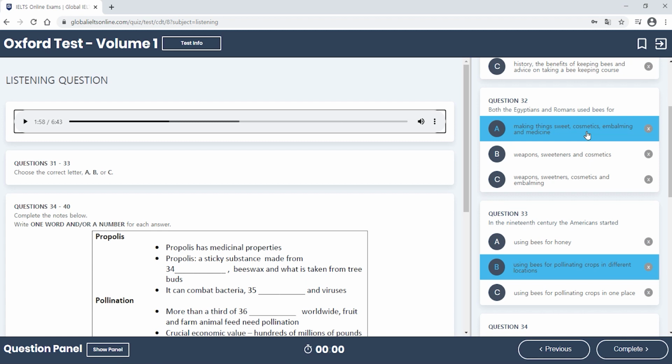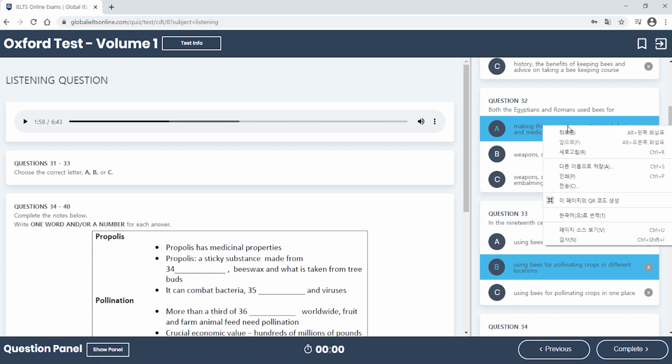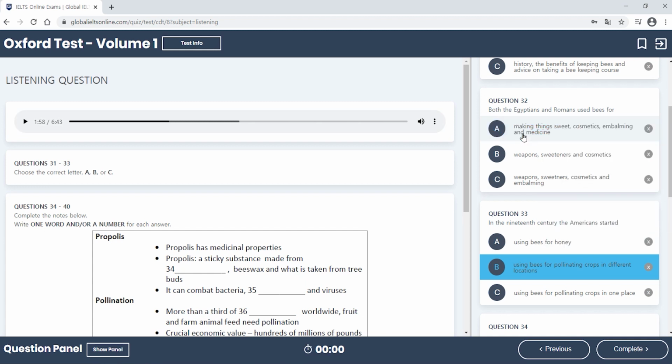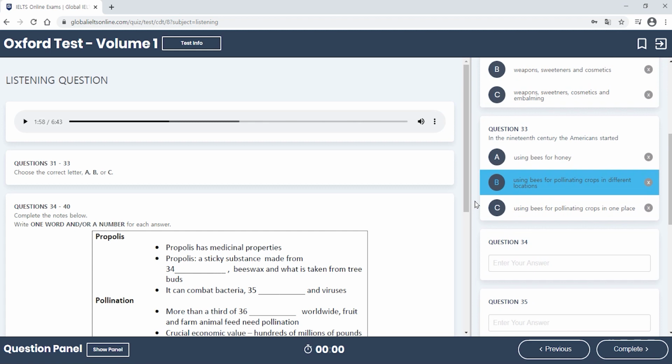And embalming. Okay, so I'm like, well, A mentions being a sweetener, it mentions medicine, it mentions cosmetics, and it mentions embalming. So that's how I knew the answer was A. He does talk about weapons and using sort of poison beeswax, but for weapons. But these ones don't mention medicine, which is a key thing that he mentions at the start. So that's how I know the answer is A here.